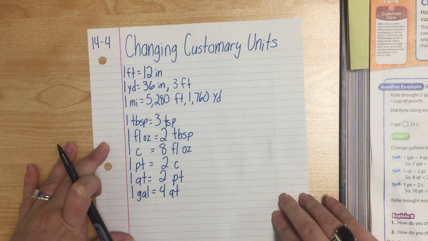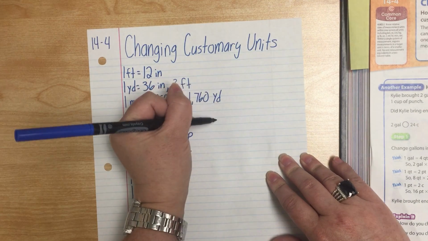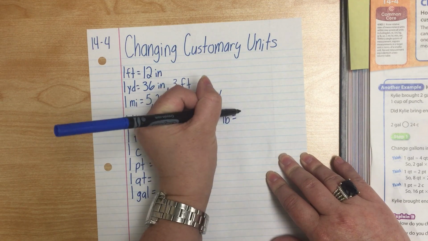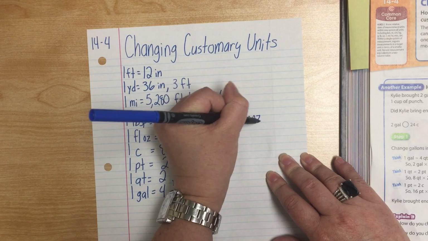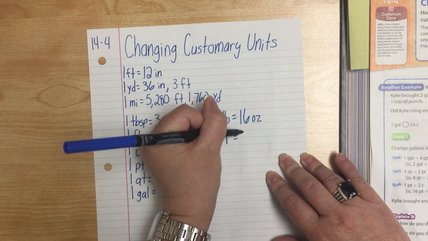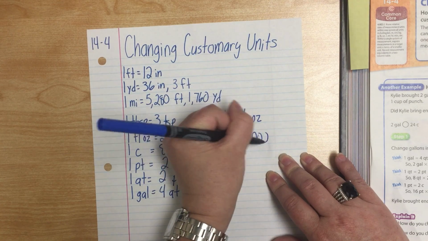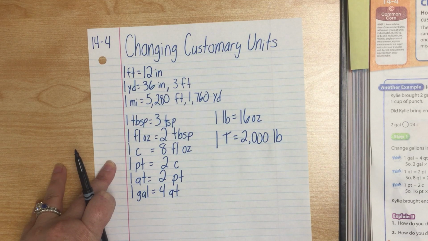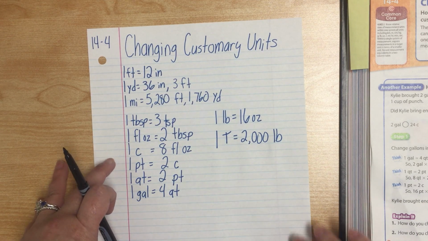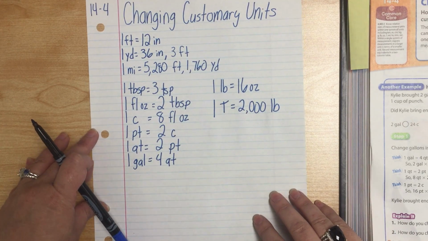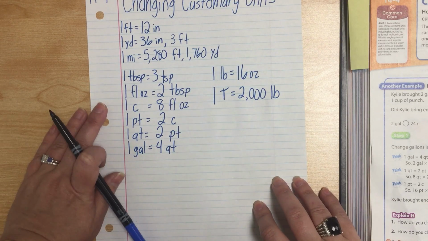And then you need to know that 1 pound is 16 ounces. And that 1 ton is 2,000 pounds. Ton is a lot. Now, with that being said, having this list, we are now ready to start our conversions.